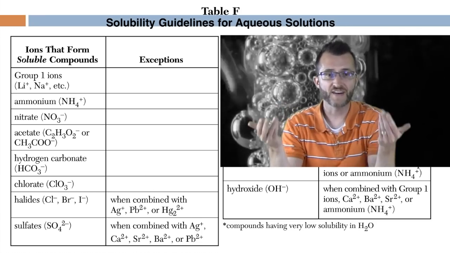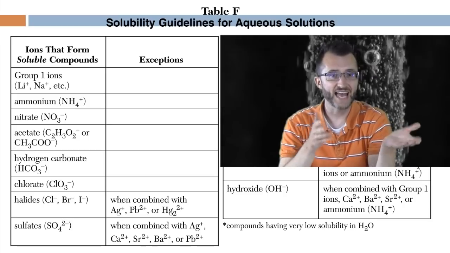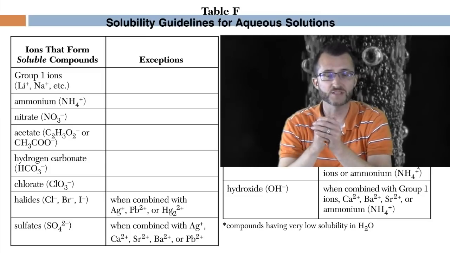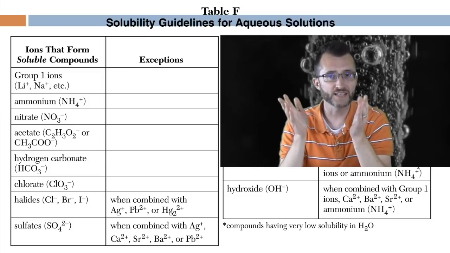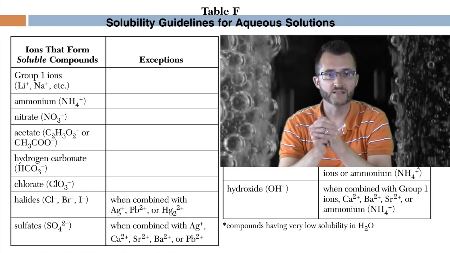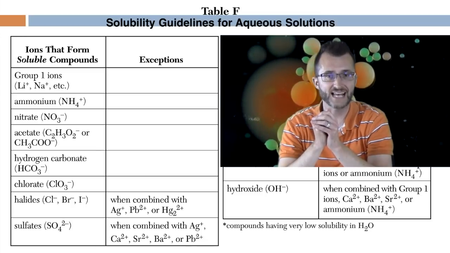So for example, if I had a compound with Ag and Cl, because I'm looking at the halides with Cl, if I'm combined with Ag+, that would be an exception to being soluble. I'd like you to label the column that says exception as S in parentheses. This means solid. Because if we're an exception to being soluble, we are going to be a solid.